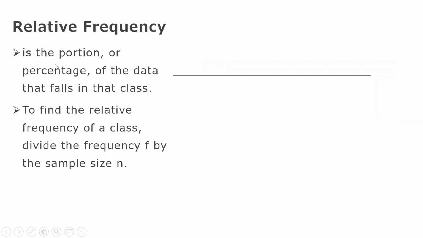Now, let's talk about relative frequency. The relative frequency is the portion or percentage of the data that falls in the class. To find the relative frequency of the class, we're just going to divide the frequency f by the total number, the sample size n. This n is actually the summation of the frequency. So the summation of frequency in our example is 30. So we're going to divide the frequency of a class by n. So our n is 30.